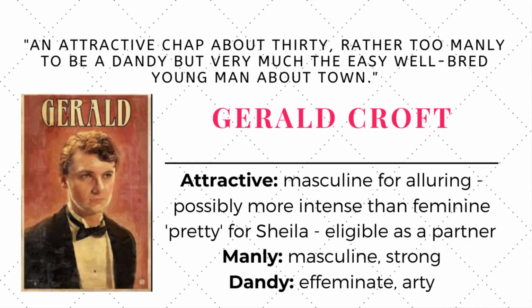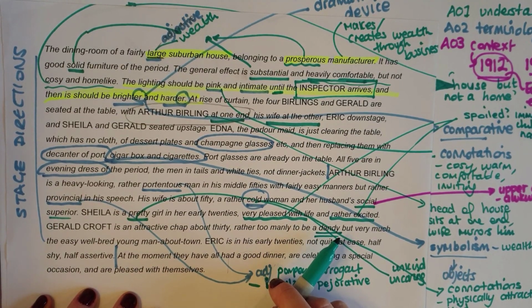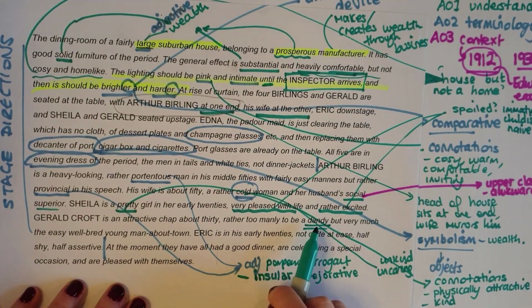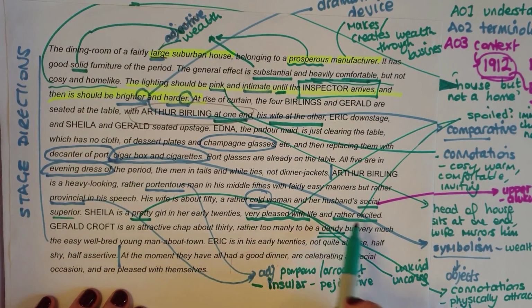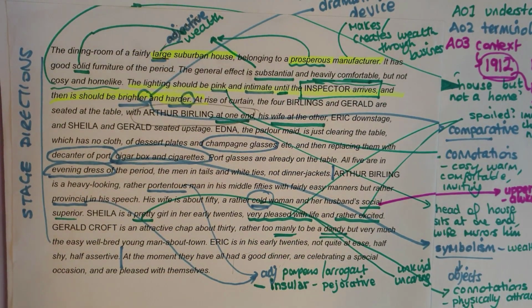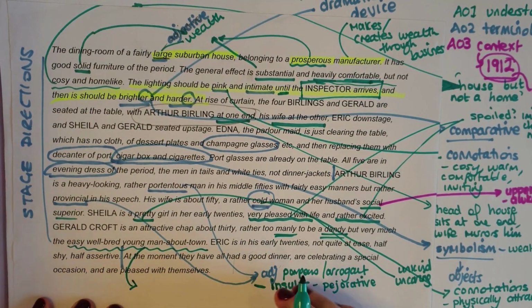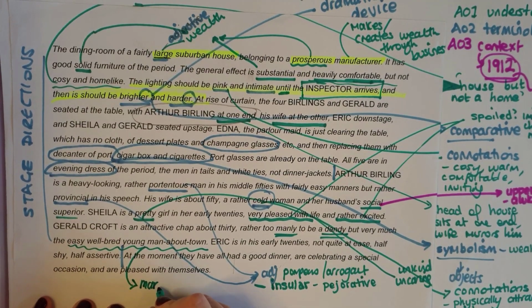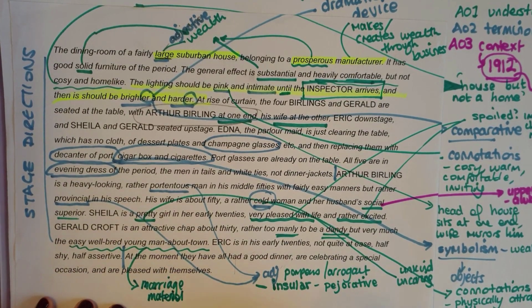Okay, Gerald then. Gerald Croft is an attractive chap about 30, so he's older than her, which was fine. Rather too manly to be a dandy. Look up dandy, see what you make of it. But very much the easy, well-bred young man about town. Not too manly to be a dandy, so he's a man's man. He's a traditional man, in other words. Well-bred young man about town, all this means is he is very much marriage material. He's eligible.